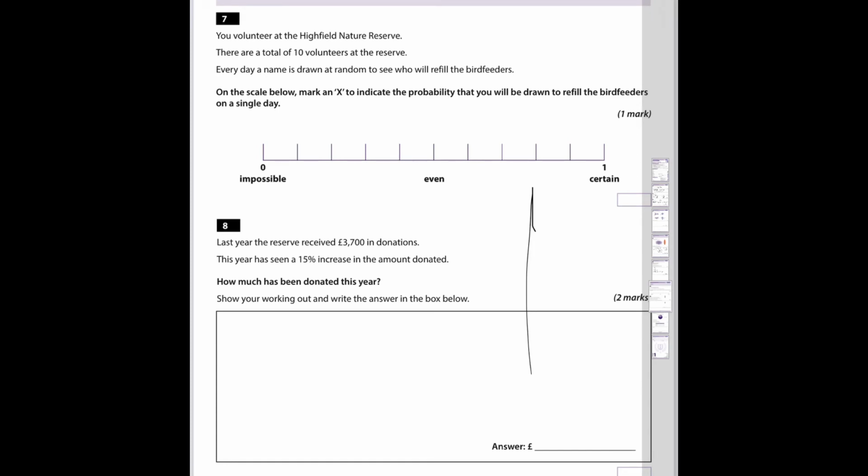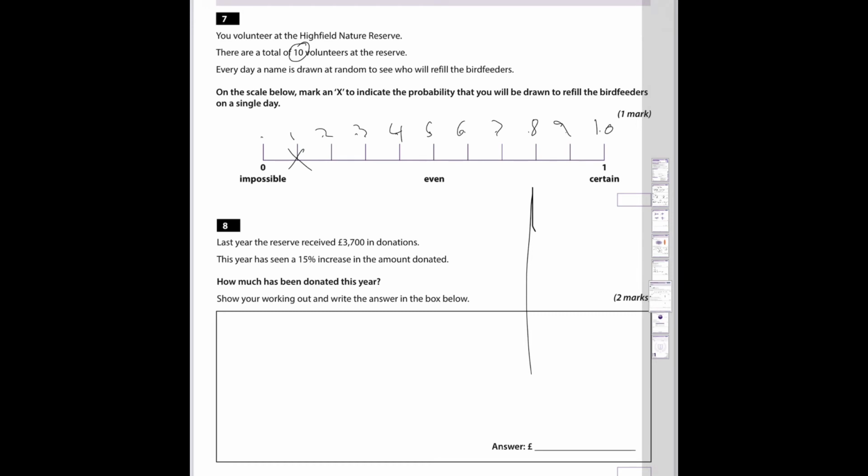It's only 1 mark, so you know that there are 10 volunteers, and your scale is 1, 2, 3, 4, 5, 6, 7, 8, 9, 10. That's 10, that's 0, sorry. So 1, 2, 3, 4, 5, 6, 7, 8, 9, 10. So as you are just 1 amongst those 10, it's going to be here.